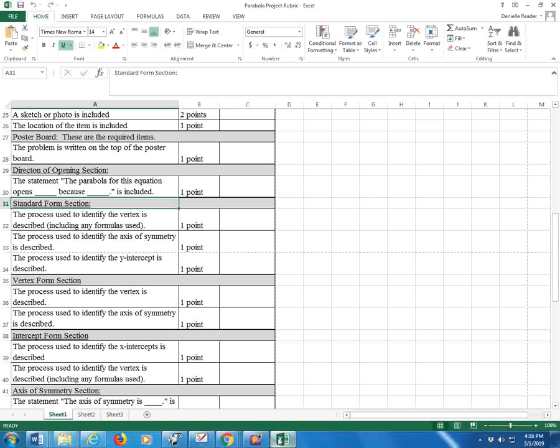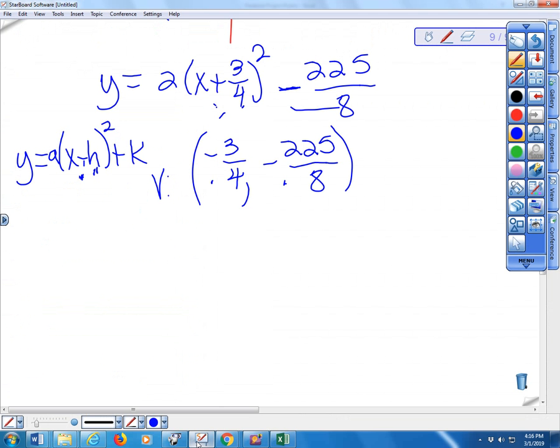The process used to identify the vertex is described. So you're going to say the general form is y equals a times x minus h squared plus k. My h is 3/4, so it must be negative. It's going to be negative 3/4, comma, negative 225/8. In vertex form, the process used to identify the axis of symmetry is explained. Well, this is really easy in vertex form because remember, the axis of symmetry is just the x-coordinate of the vertex. So that's the axis of symmetry.